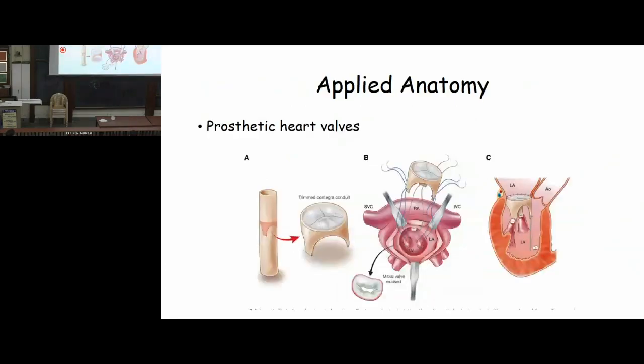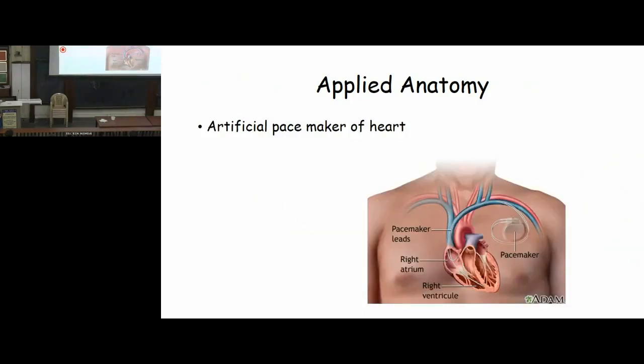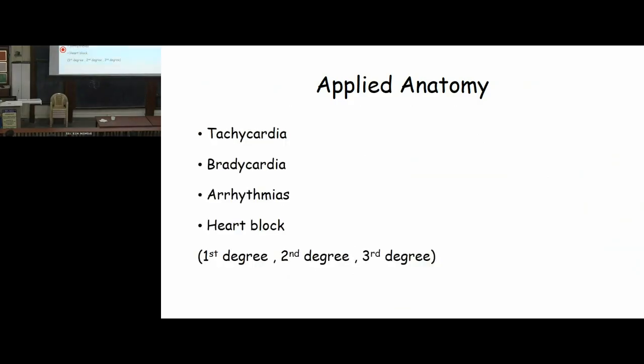So here prosthetic heart valves are replaced by suturing the aortic and pulmonary annulus in relation to which valve is involved. The pacemaker of the heart is kept on the outside. What is tachycardia, bradycardia, heart block? How will you confirm heart block? With ECG only.